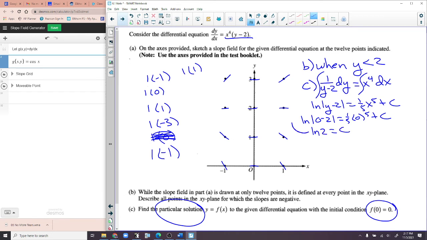So now we're going to go back up to this step right here and plug that in. So natural log, absolute value of y minus 2 is equal to 1/5 x to the 5th plus natural log of 2. Natural logs, or logs always equal the exponent. So all this junk is the exponent.